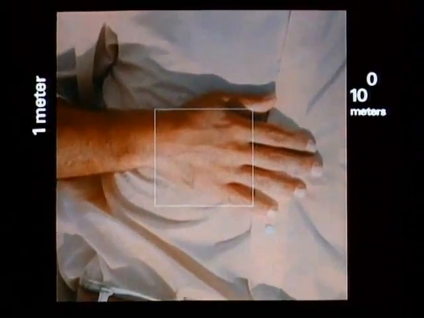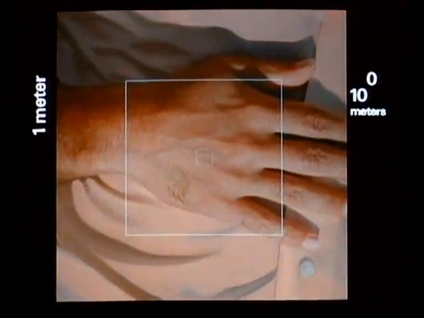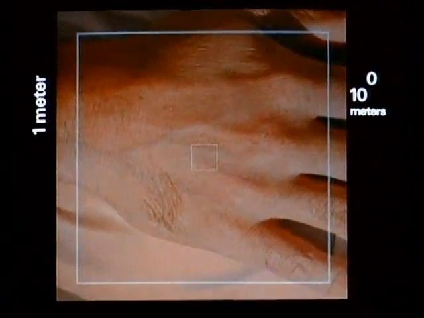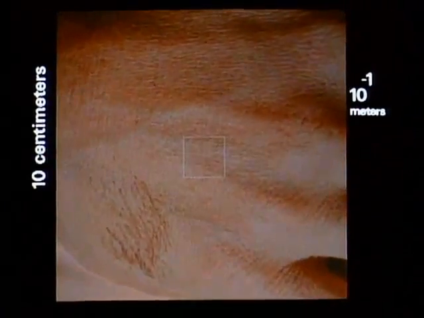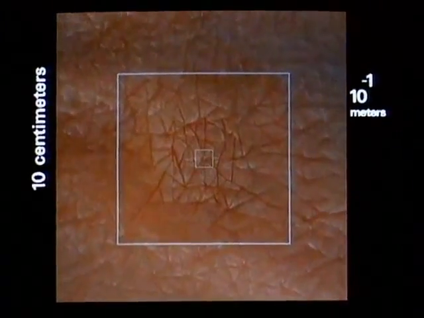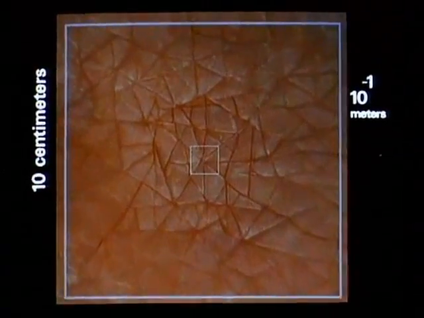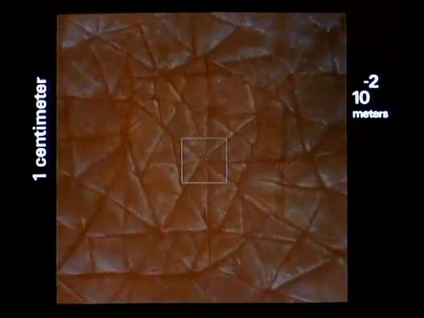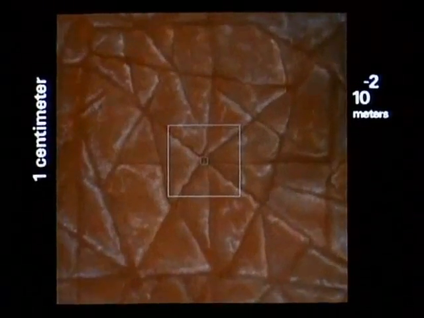We are back at our starting point. We slow up at 1 meter, 10 to the 0 power. Now we reduce the distance to our final destination by 90% every 10 seconds, each step much smaller than the one before. At 10 to the minus 2, 1/100th of a meter, 1 centimeter, we approach the surface of the hand.